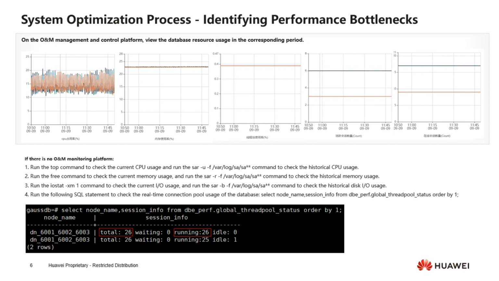And for the GaussDB database itself, we provide a view called global thread pool status, and it's in the DB perf schema. It indicates the running threads and the active session numbers. They could be more intuitive to see if the database is currently under high workload.